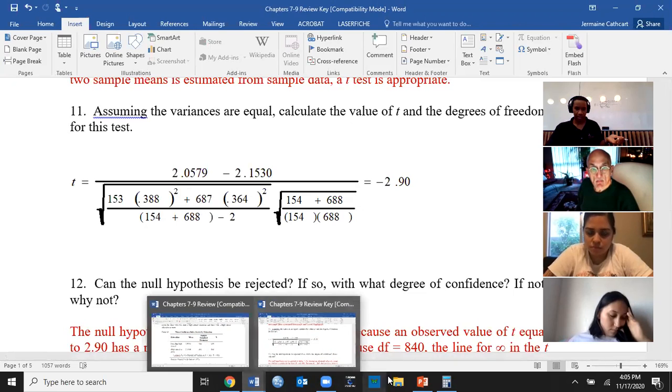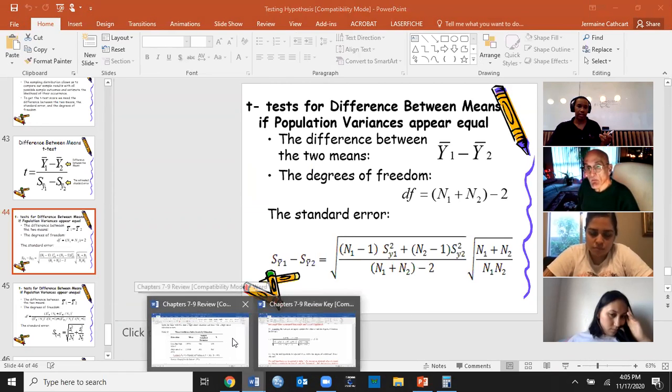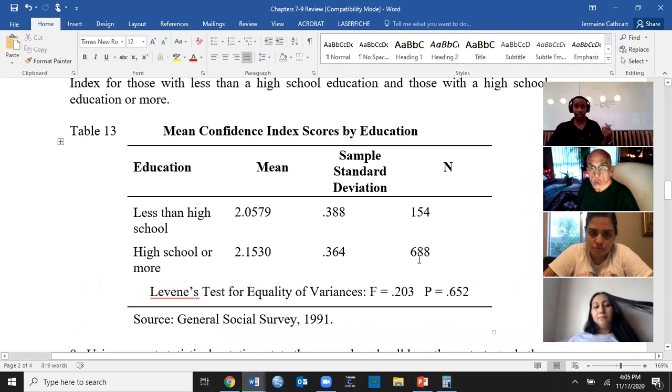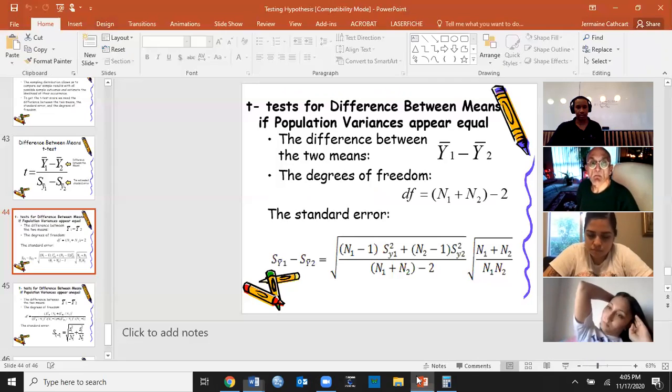Now the bottom part of the equation is obviously the n of the first sample plus the n of the second sample minus 2. So we're going to take the n, 154 plus 688, which will give you 842, minus 2. So this number plus this number, minus 2. Then you solve for that and then take the square root.